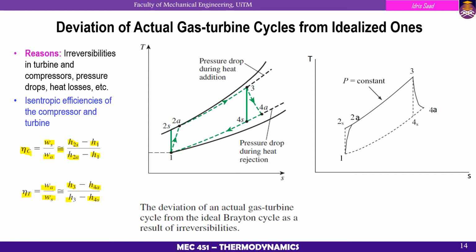So basically this equation can be referred to the TS diagram. So this is the TS diagram of the deviation of the actual gas turbine cycle from the idealized one.